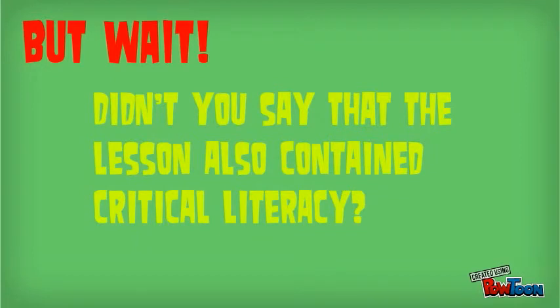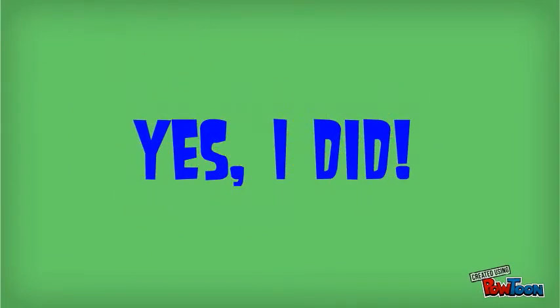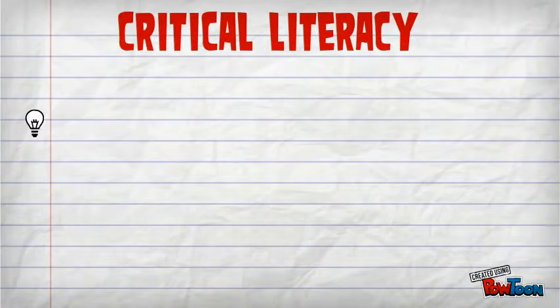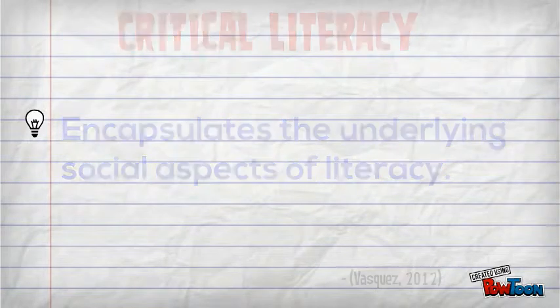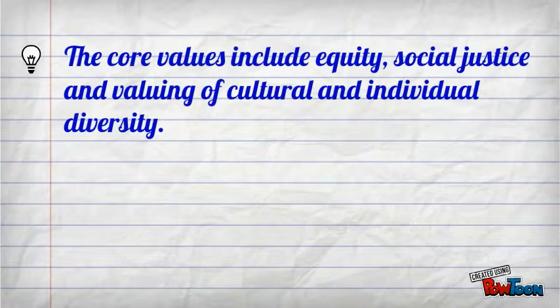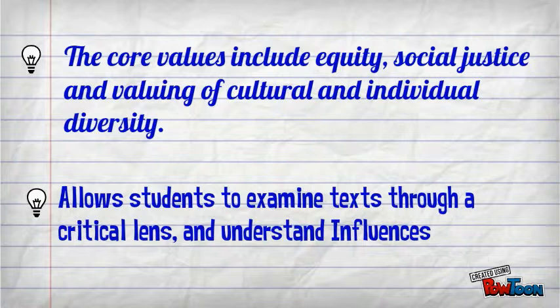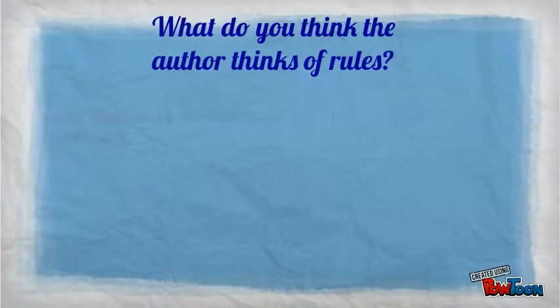But wait, didn't you say the lesson also contained critical literacy? Why, yes, I did. This exclusive lesson offer also contains elements of critical literacy. Critical literacy is a framework that encapsulates the underlying social aspects of literacy. The core values of this framework include equity, social justice, and valuing of cultural and individual diversity. Critical literacy allows students to examine texts through a critical lens and understand the socio-political conventions that influence them.